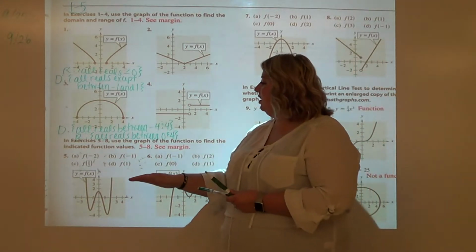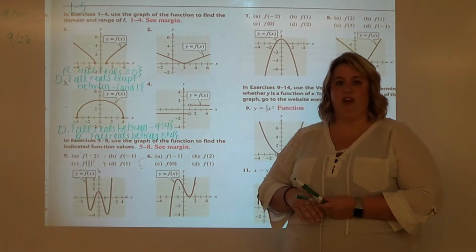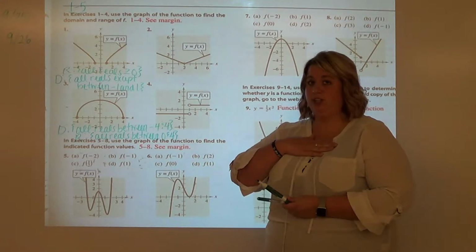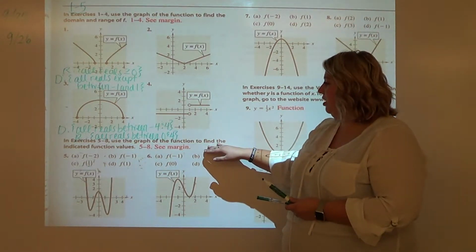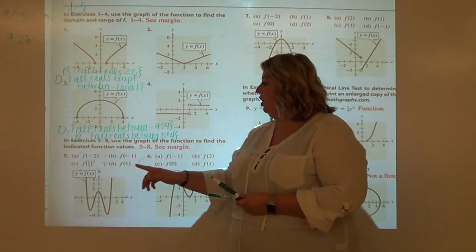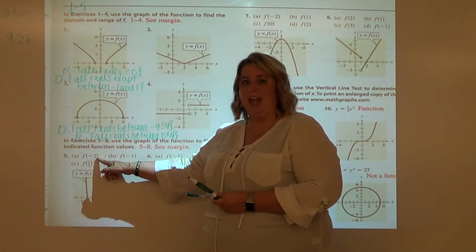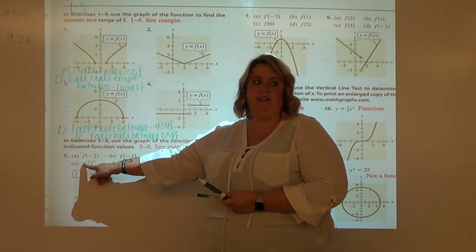Okay, and then 5, 6, 7, and 8. I don't know if you've seen stuff like this on your SAT or not. It was when I took the SAT, but that was a long time ago. These are determining values at functions. So what you do is the number in parentheses is your X. You're trying to find your Y value.